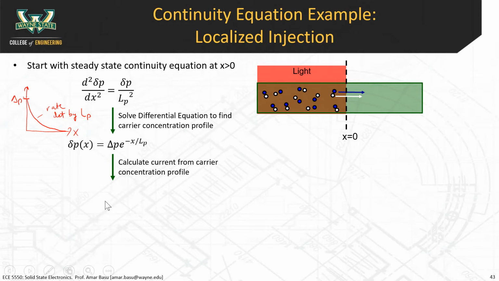So from here, we can calculate the current from the carrier concentration profile. We're not only interested in finding the carrier concentration, but we're also interested in finding the diffusion current, because the diffusion current is something that we can actually measure. So what we would do in the actual experiment is we'd shine light on the material here, and we could actually measure the amount of diffusion current that's going over. We can do that with an ammeter.